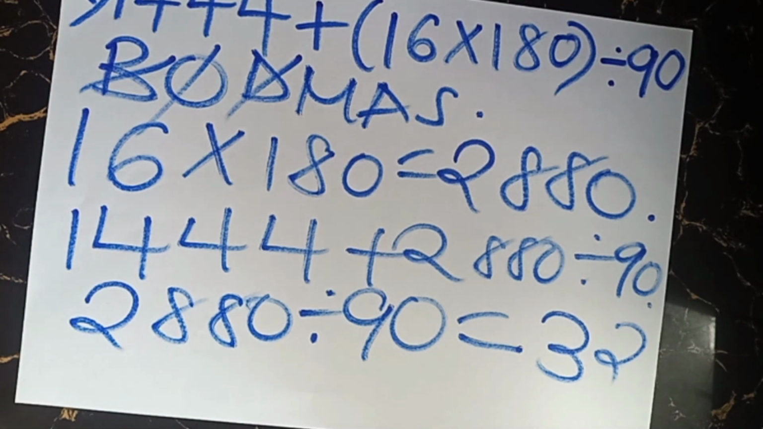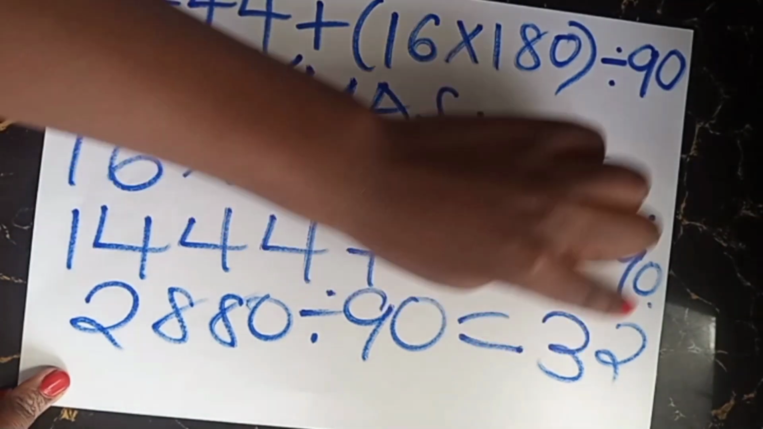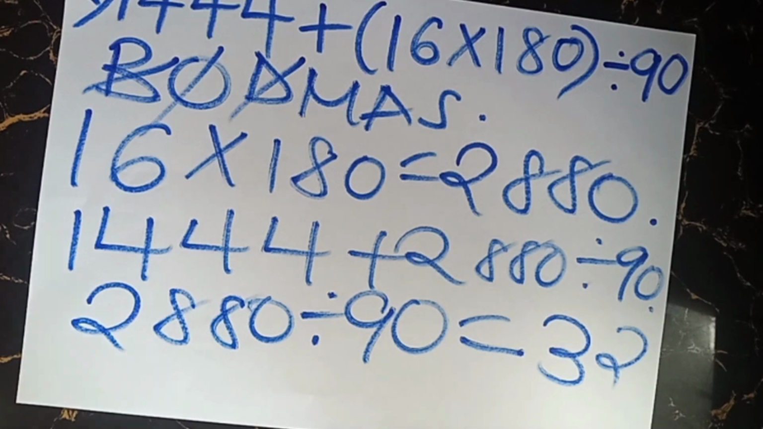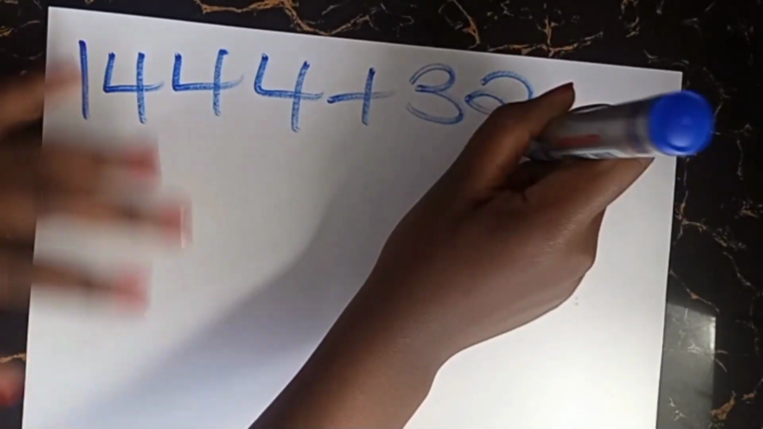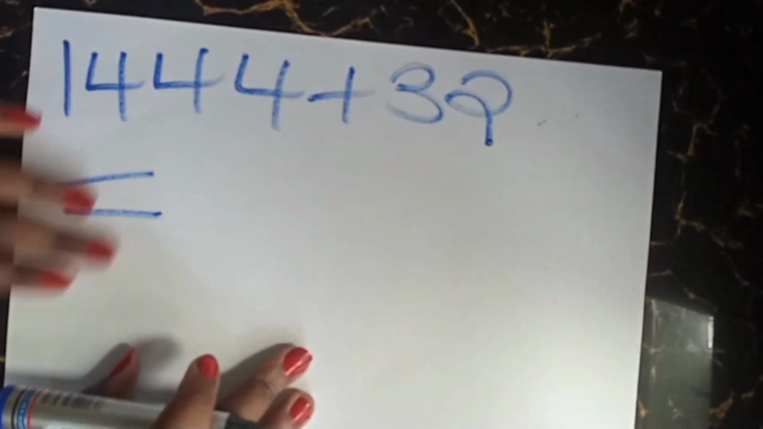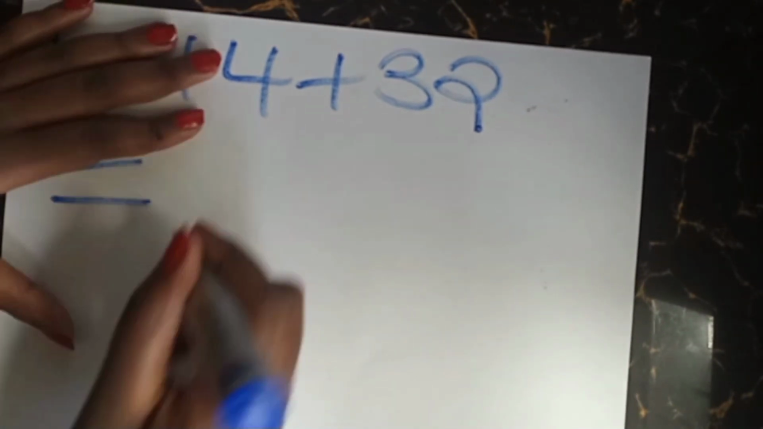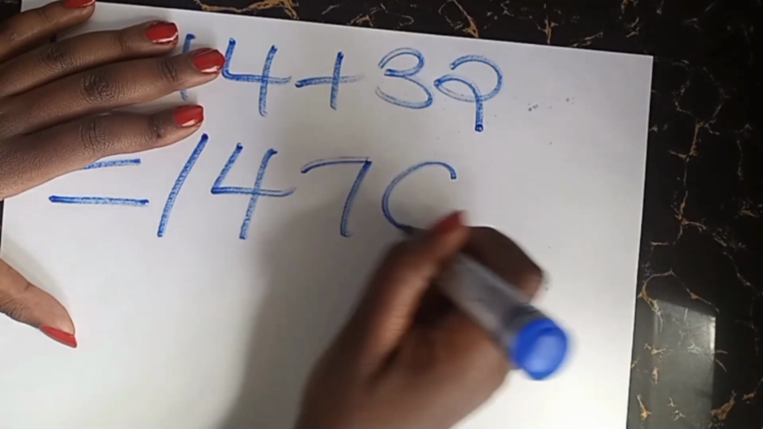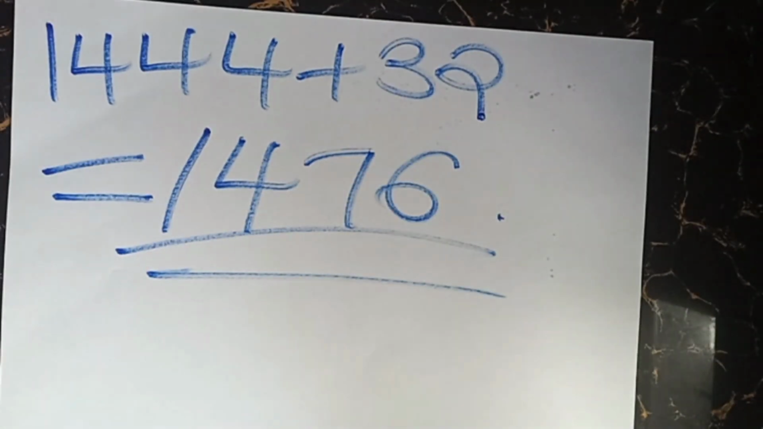So now we'll replace this number here with 32. Are we together? So we'll have this plus 32. Okay, when you add this, what are you supposed to get? When you add this, you're supposed to get 1476. Okay, and just like that, you have your answer.